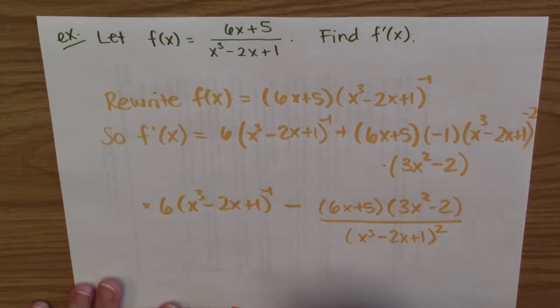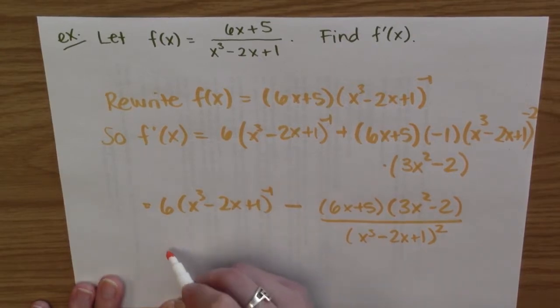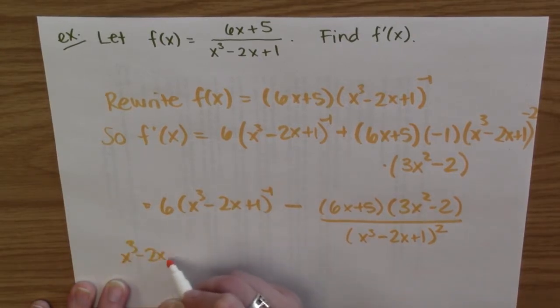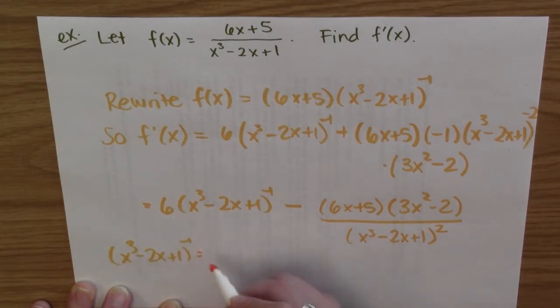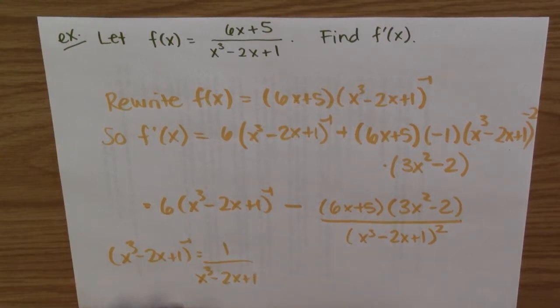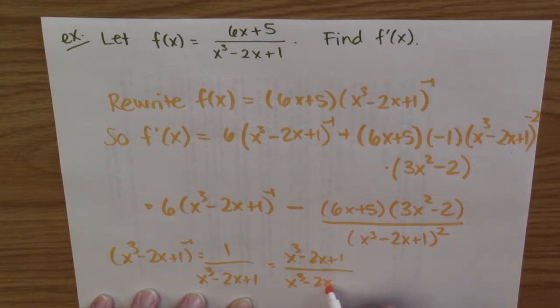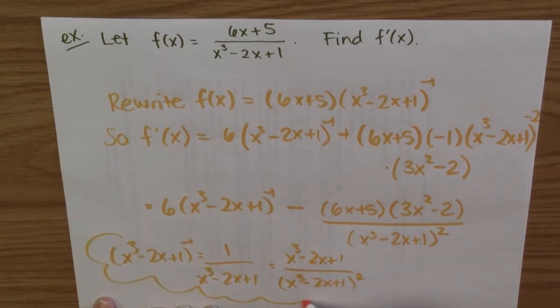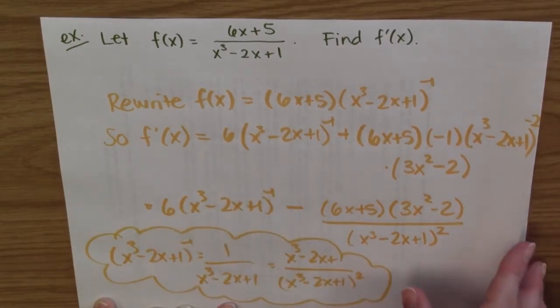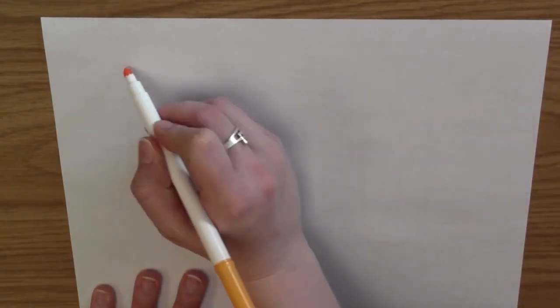So what I really have here is x cubed minus 2x plus 1 to the -1 is the same thing as 1 over x cubed minus 2x plus 1, which is really the same thing as x cubed minus 2x plus 1 all over x cubed minus 2x plus 1 squared, right? Because I could just cancel one of these terms, and then I'd be left with this. So, using this fact, I can rewrite this part of the term.